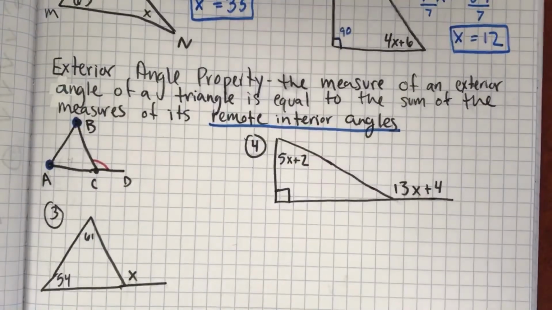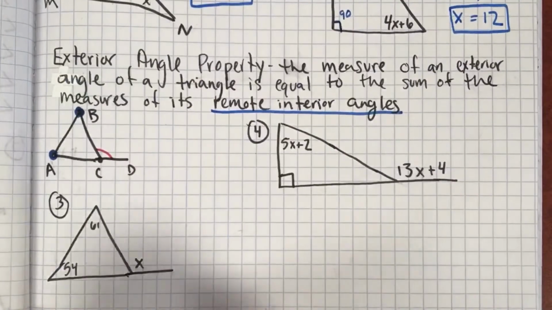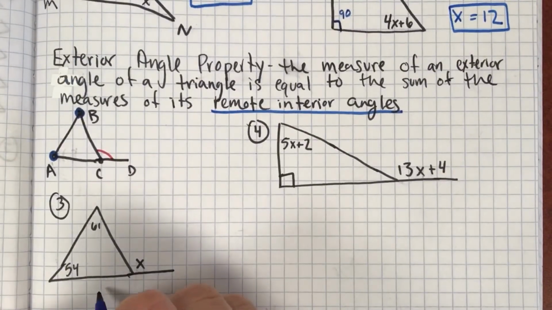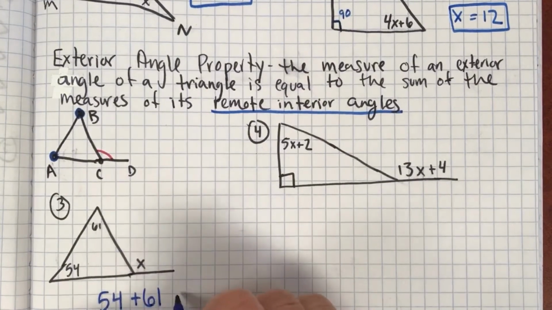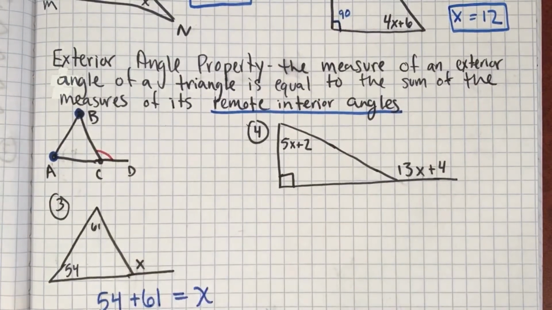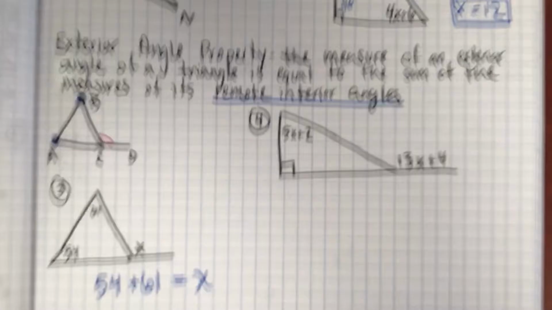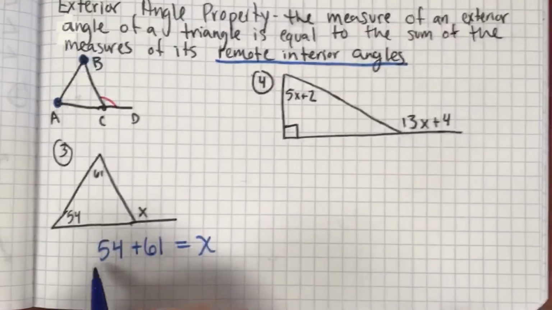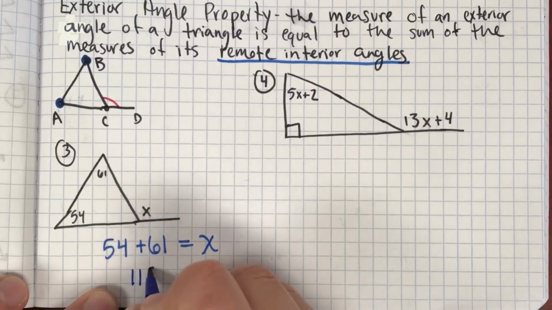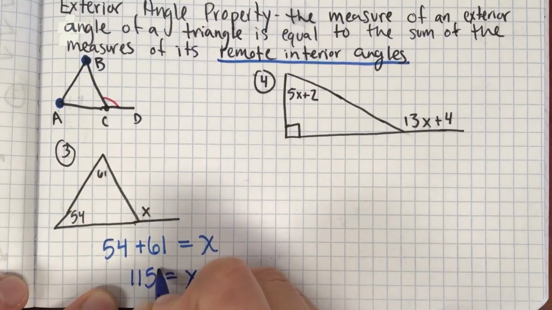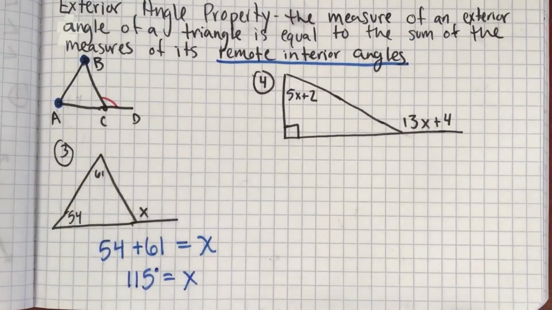So first, let's look at number 3. I'm simply going to be adding my two remote angles, and that should equal my exterior angle. So 54 plus 61, that'll be 115. 115 degrees.